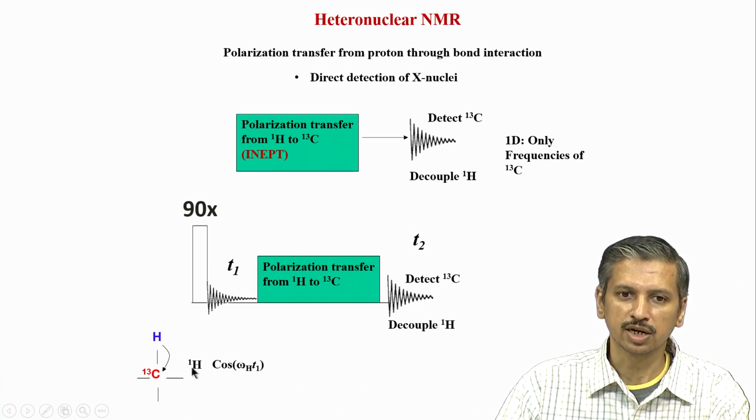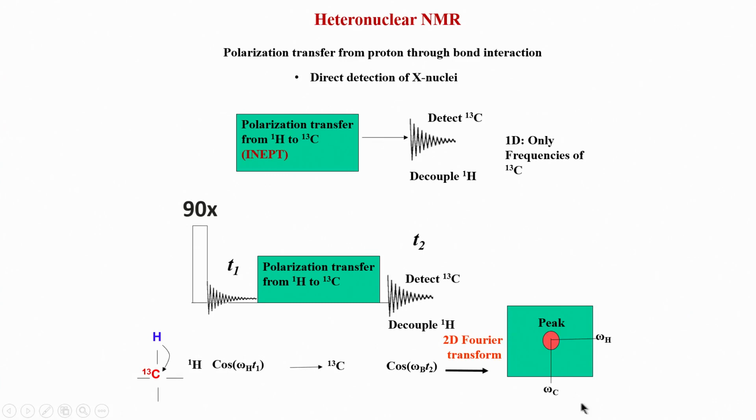So, you have excited the proton first with this 90-degree pulse. It has evolved by its frequency, that is, the proton's frequency, whatever this proton chemical shift is. Then when it transfers to carbon, the carbon evolves with its frequency now, and therefore, by having this 2D experiment, we have connected the two chemical shifts. So, if you look at the final 2D spectrum, it will appear like this.